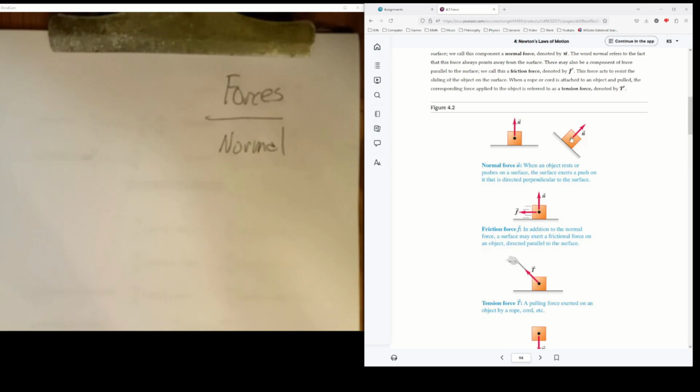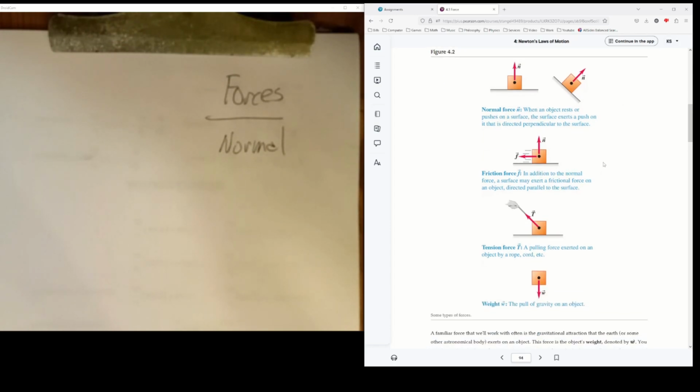Notice the normal force is coming off perpendicular to the surface. So that means at 90 degrees. And the normal force is commonly given as N, usually capital N, but small n is fine. But that's our first force, the normal force. Whenever there's surface contact, there's a normal force, and the normal force is always perpendicular to the surface.